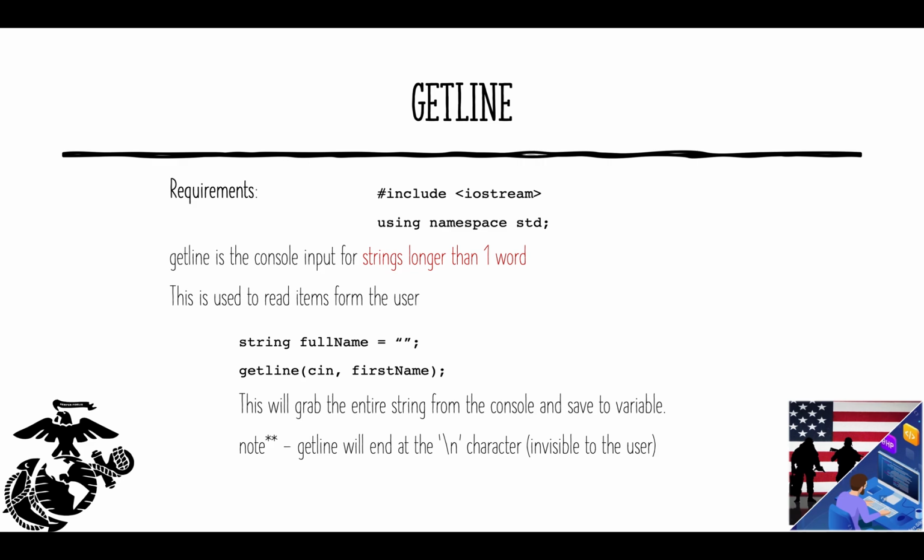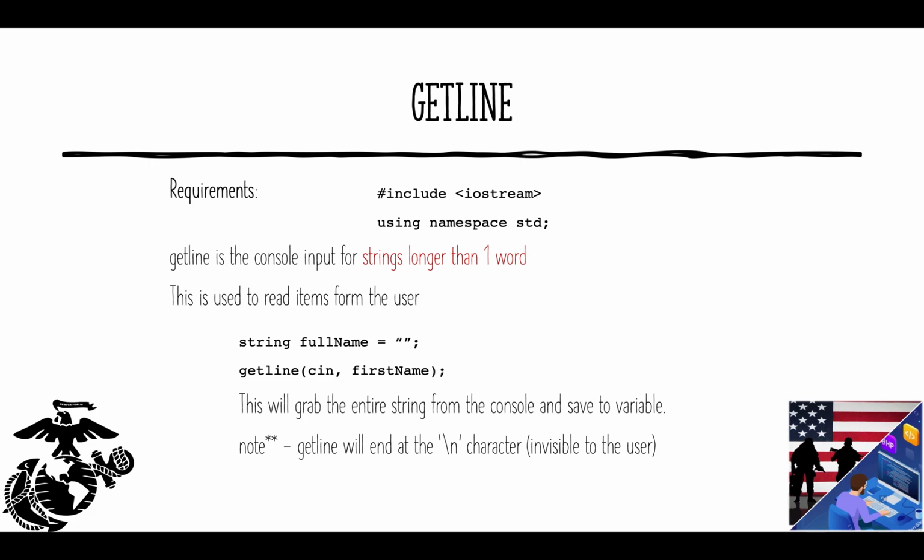Cin will only grab until the first white space. So that means until the first space that the user inputs. So if I were to input Marine Corps and I were to use the cin feature, it's only going to grab Marine. It does not grab the second word because it stops at white space. Getline, on the other hand, will grab everything in that line that the user inputs. So if I were to type United States Marine Corps, all separated by spaces, the getline would grab all of that. I could even write an entire sentence.